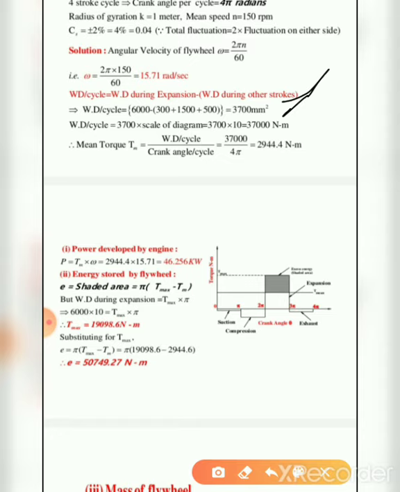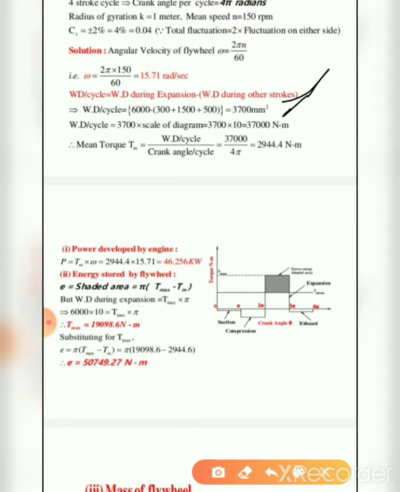Okay, good. Now we are moving on to the power developed by the engine. First we have to find the mean torque. As per our discussion in the last lecture, the mean torque is equal to work done per cycle divided by crank angle per cycle. So it is 37,000 divided by 4 pi. So we are getting the mean torque as 2944.4 Newton-meter.